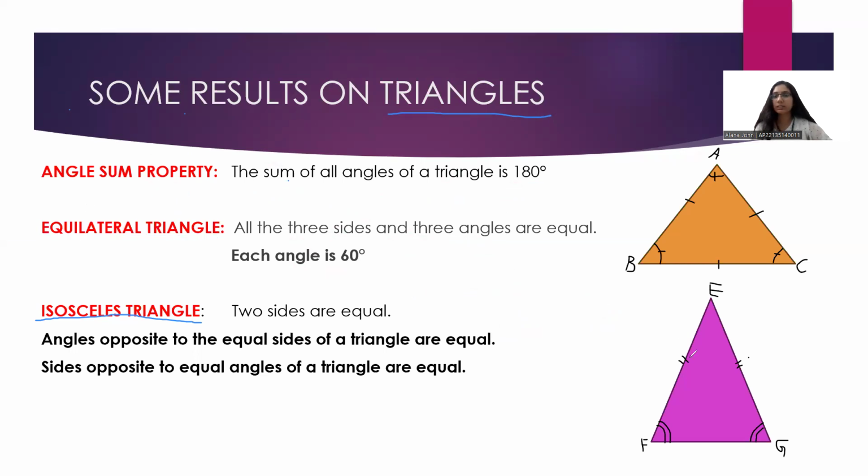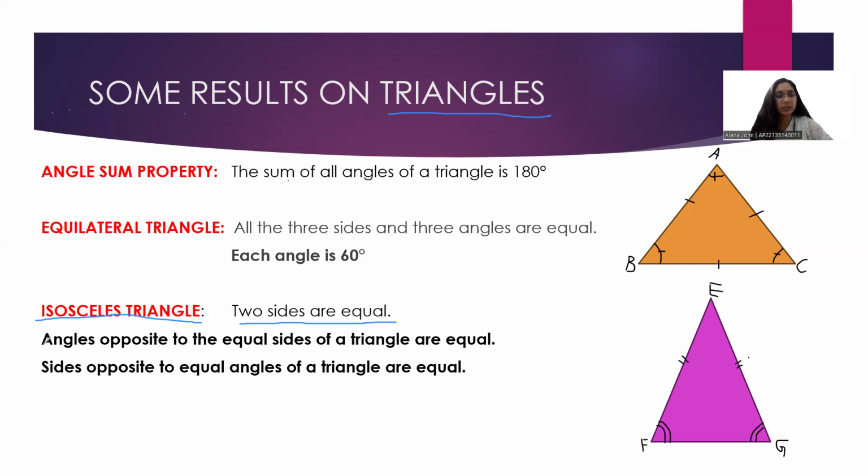Isosceles triangle, so here this violet one shows an isosceles triangle. An isosceles triangle is a triangle in which two sides are equal. Only two sides are equal and the third side will not be equal to that. So here the mark shows that these two sides, the sides EF and EG, are equal.